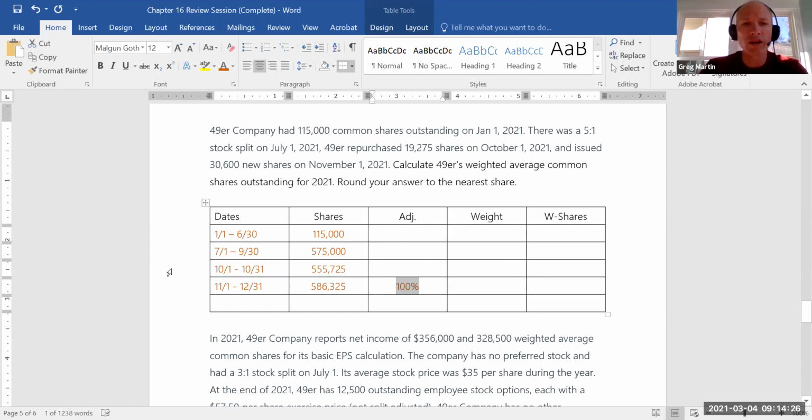we need to make an adjustment to that row. And so we know that this row is still after the stock split. So it's still no adjustment necessary. Excuse me, this row is also after the stock split. So there's no adjustment necessary. The first row is prior to the stock split. And so that's why there is an adjustment for that row. It's a 5-to-1 stock split, so there's a 500% adjustment.